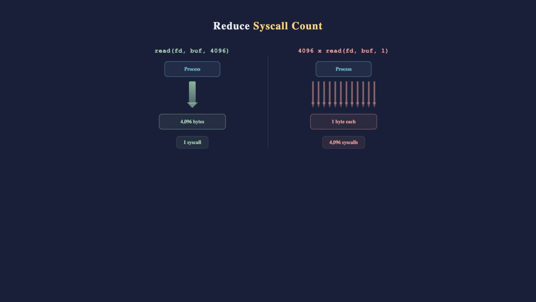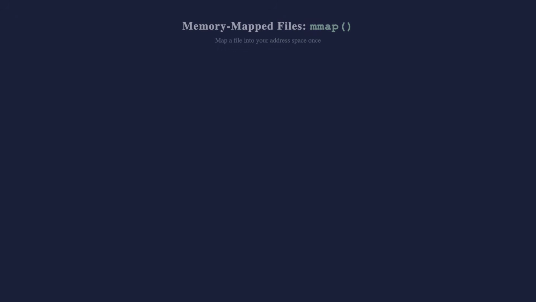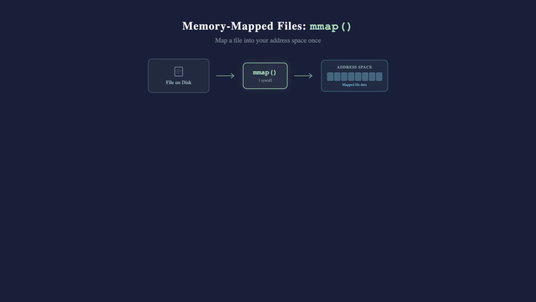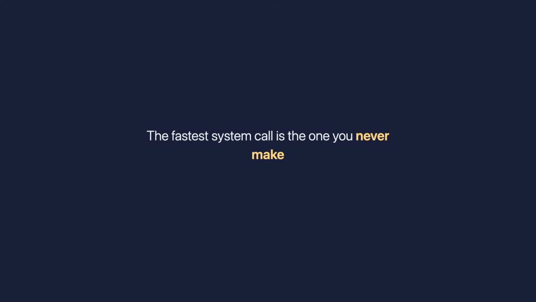This is why good systems programming obsesses over reducing syscall count. Reading a file 4,096 bytes at a time with a single read call is vastly better than reading 1 byte at a time with 4,000 individual read calls. Same total data, but 1,000 times less overhead. It's also why memory-mapped files using mmap are so popular. Instead of calling read over and over, you map the file into your address space once. After that, accessing the data is just a memory read, no syscalls at all, until a page fault triggers one behind the scenes.